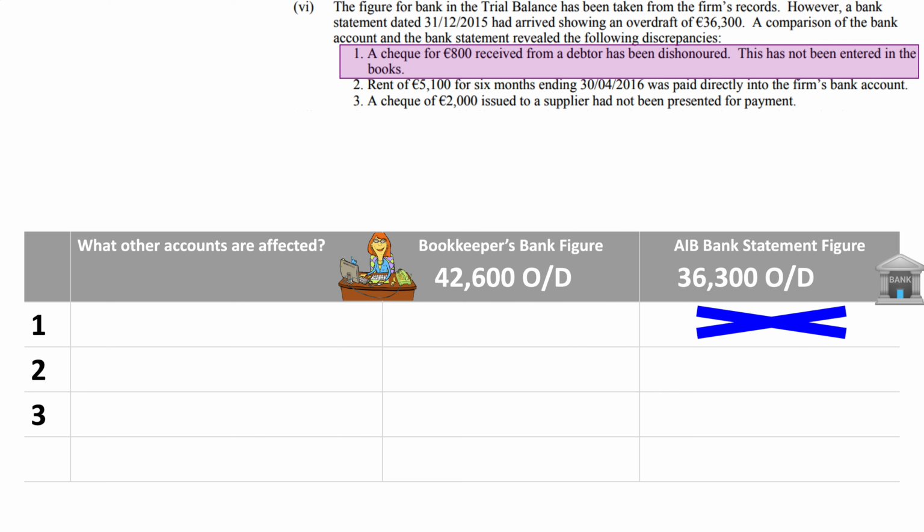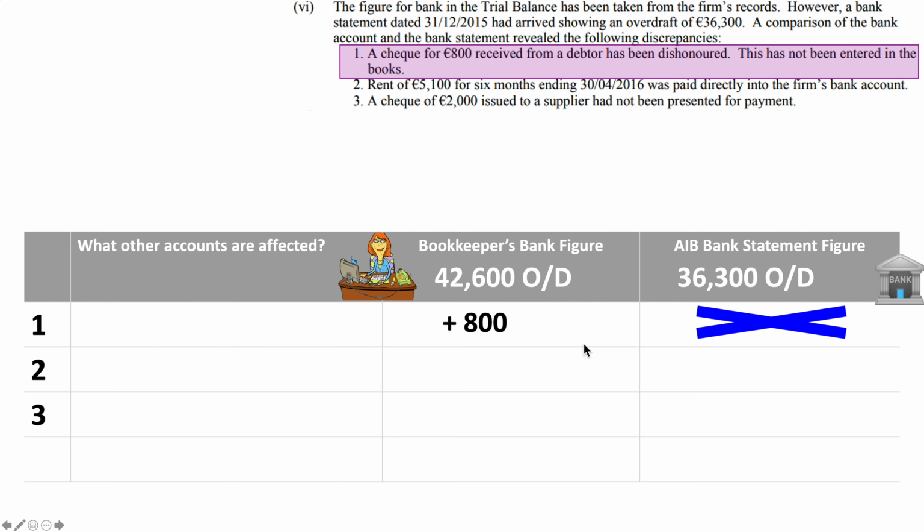Okay, so a debtor had previously given us a cheque, so we said that that was money coming into the bank, so we would have debited the bank account. Now we have to show that it's money technically going out of the bank again. So it's not good news for our bank account. Our overdraft is going to increase by €800.